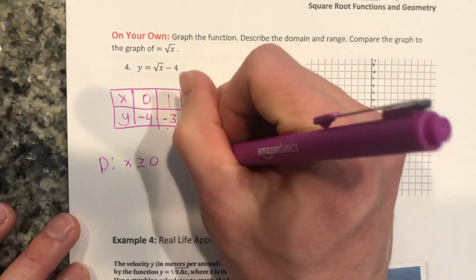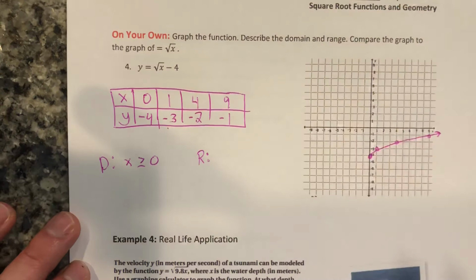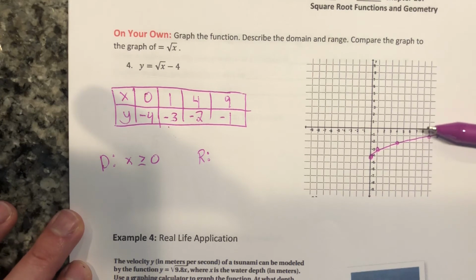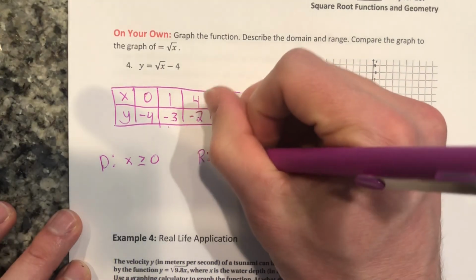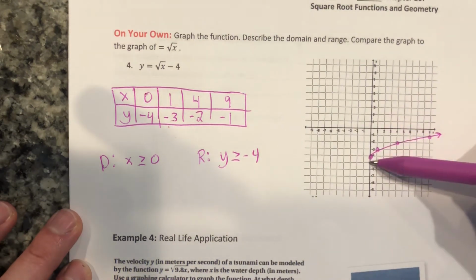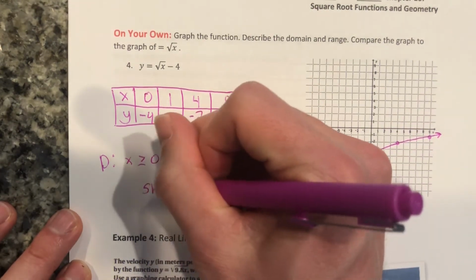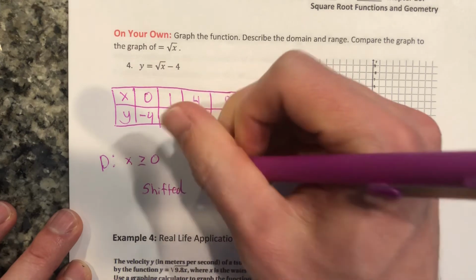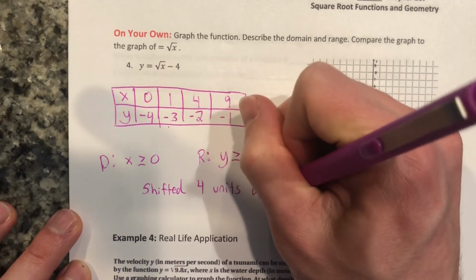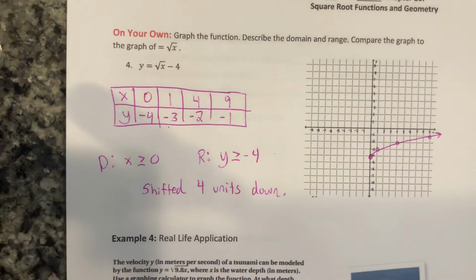And then I would just have to also get my range and compare. So the range is now all the way down here at negative 4. So it's going to be all my y values that are greater than or equal to negative 4. And then again, we talked about this, it shifted 4 units down. That's the comparison. All right, so that was our on your own.